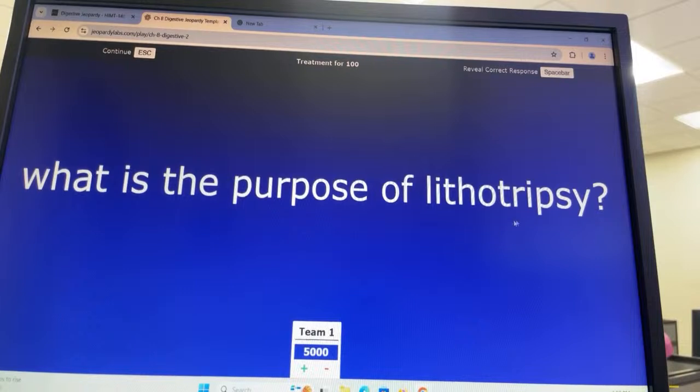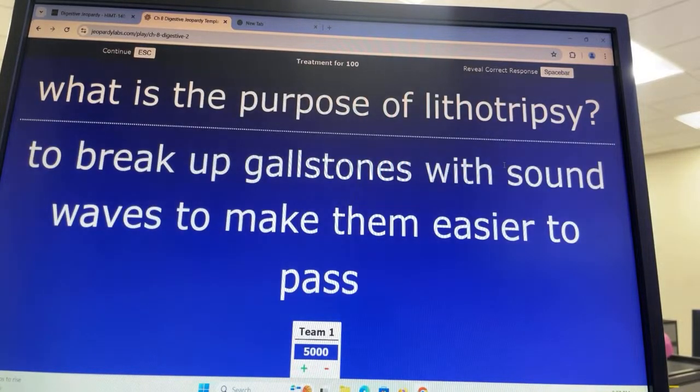All right, what is the purpose of lithotripsy? What does lithotripsy do? Anybody? Yep, it is a treatment that involves sending sound waves, and it shakes them real good and helps break them up into smaller pieces so they can be passed through and not cause a blockage. Used for gallstones, also kidney stones, pretty much any stones that shouldn't be there.